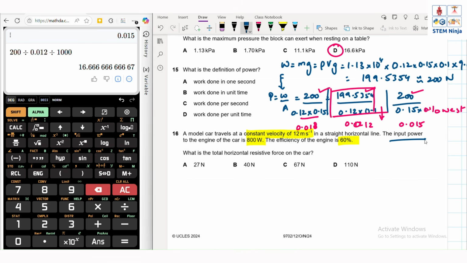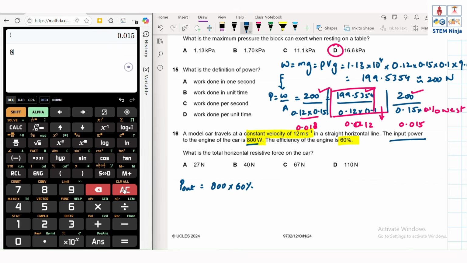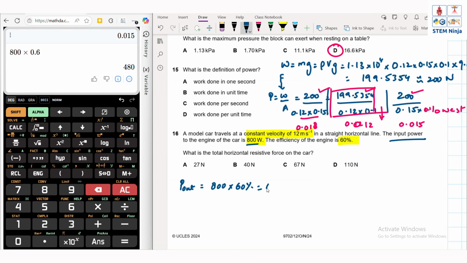So they have said that input power to the engine is 800 watt and the efficiency of the engine is 60%. So that means power output of the engine is 800 times 60%. So 800 times 0.6, that is 480 watts.